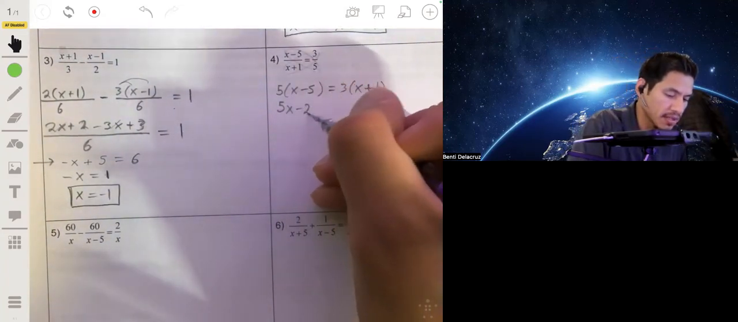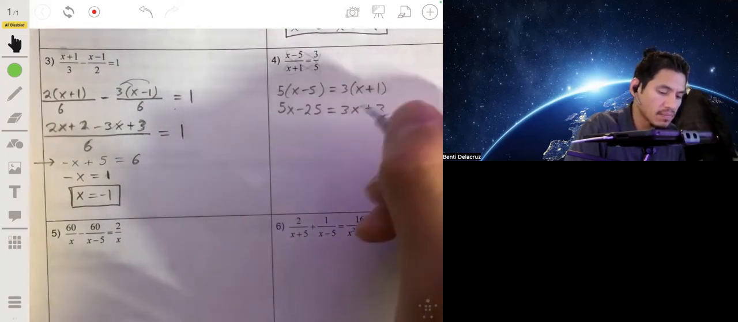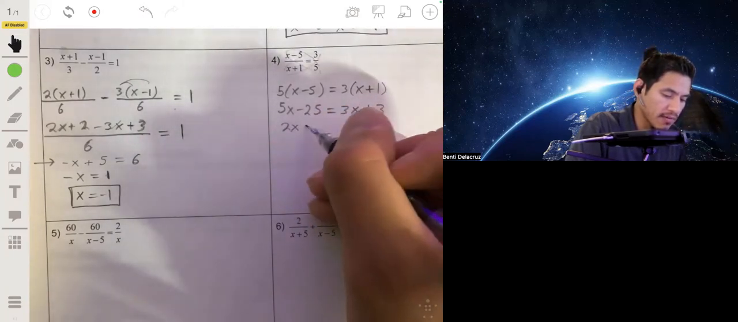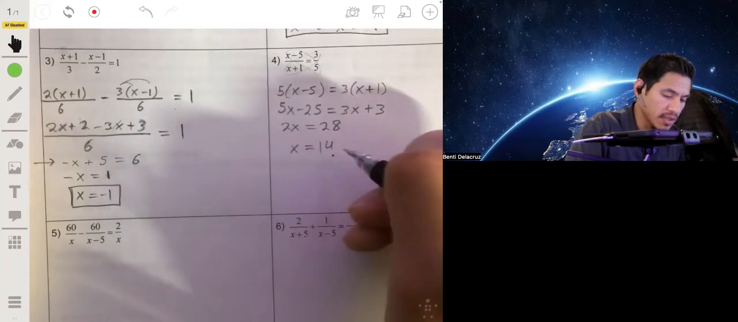So we have 5x minus 25 equals 3x plus 3. Take away 3x from both sides, we get 2x, and then add the 25, 2x equals 28. Divide by 2, and we'll get x is 14.